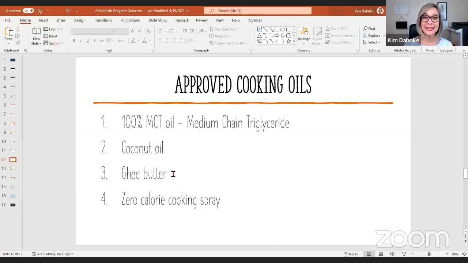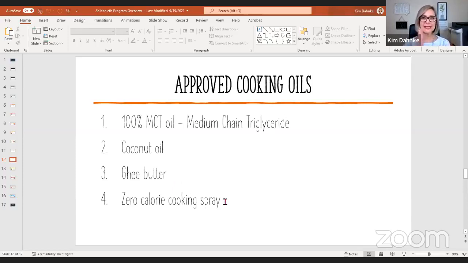You can also use ghee butter. Ghee butter is just butter. It's just been clarified, meaning all the milk solids have been pulled out of it. Ghee butter is about 25% MCTs. And I see that used a lot with cooking shellfish, or maybe buttering up a grilled cheese, or in cooking, but you can use ghee butter. And you can also use 0-calorie cooking spray.